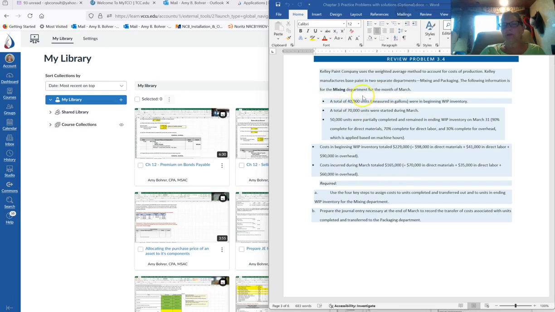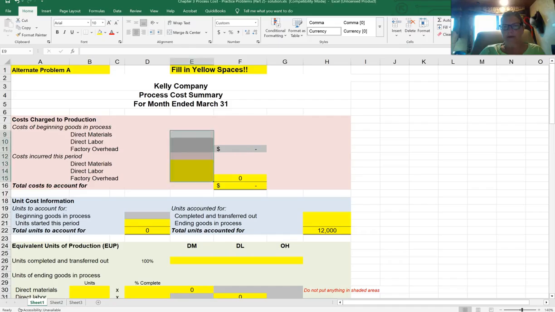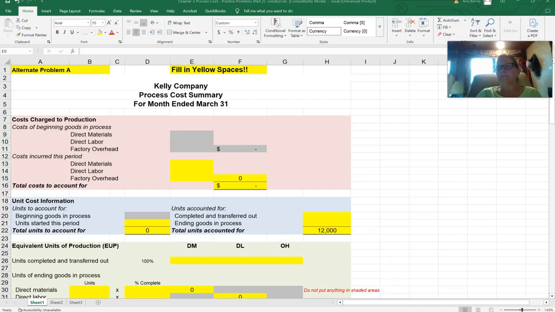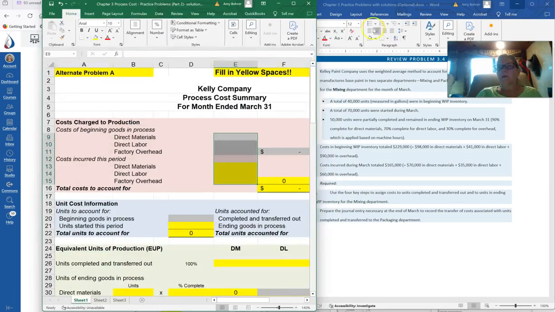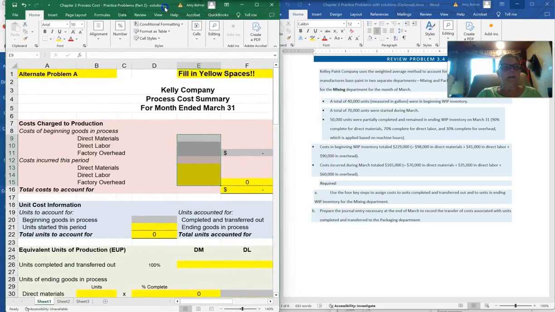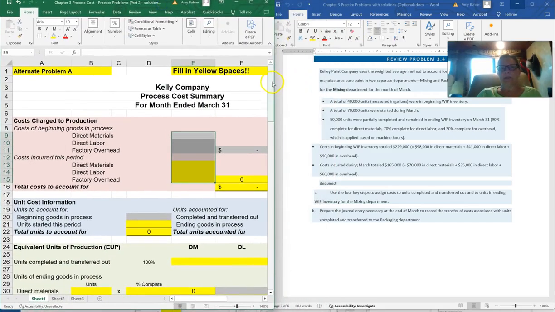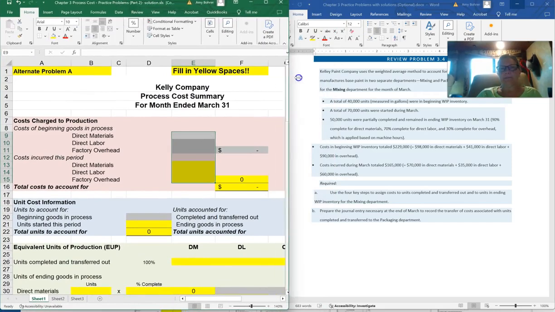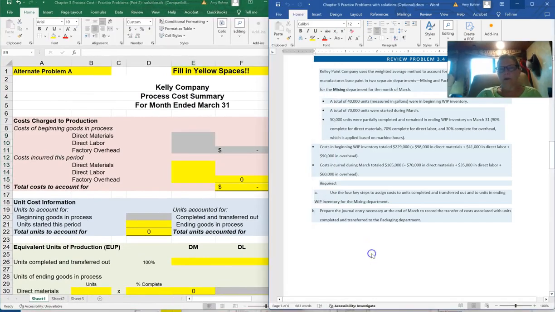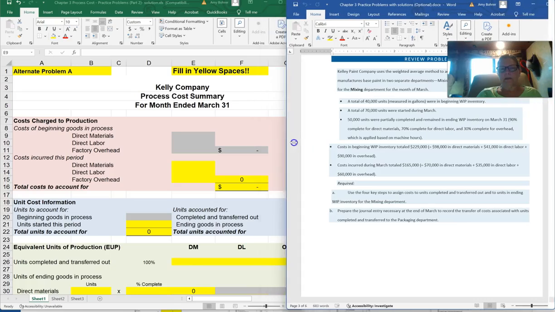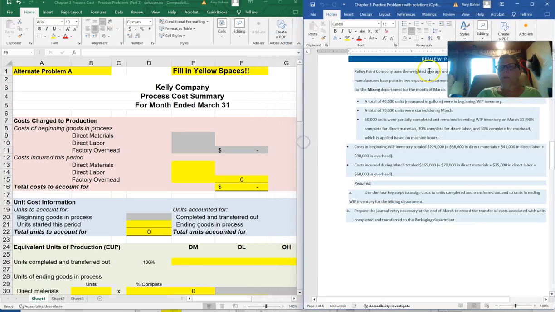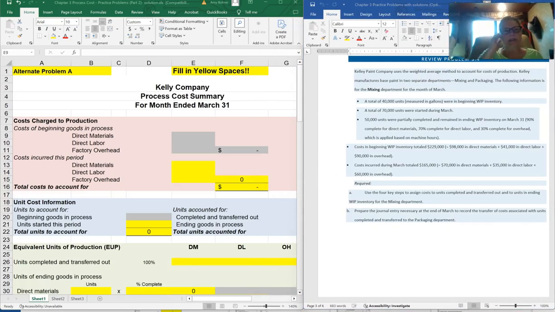And they tell you how many units they had in the beginning inventory, how many units they started in March, and a bunch of other information. So I'm going to pull up also the Excel spreadsheet. And let's minimize that so we can get all these numbers here. Okay, so when you're doing your homework, your spreadsheet will look similar to this.